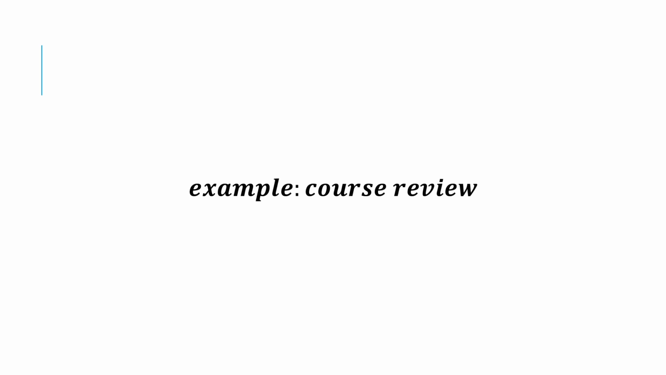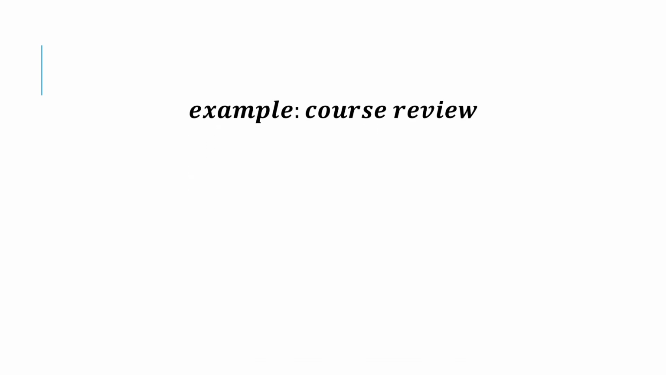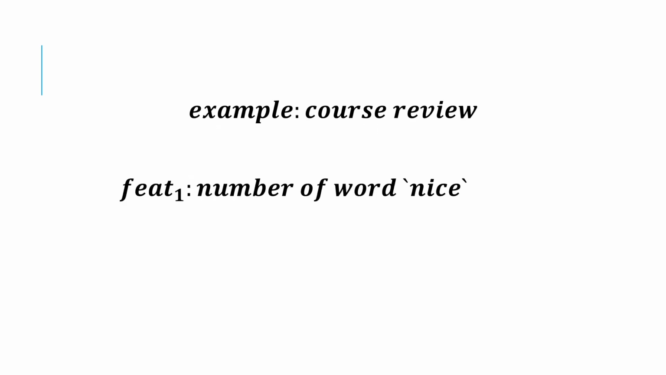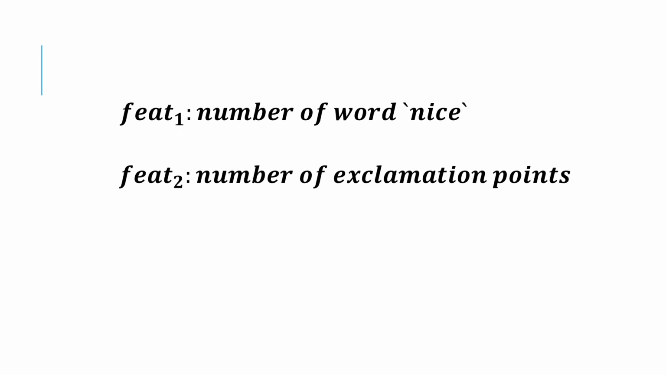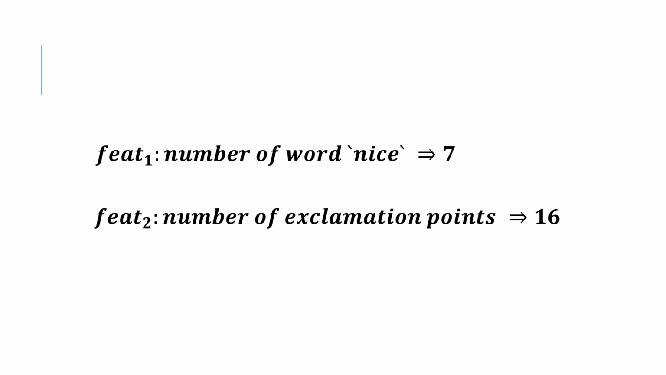Let's say we have an example that is in the form of a course review. One feature might count how many times the reviewer wrote the word nice. Another might count the number of exclamation points. For us humans, these features have meaning because we can make sense of them. But to a machine, the features themselves have no meaning. To a machine, only the feature values make sense.